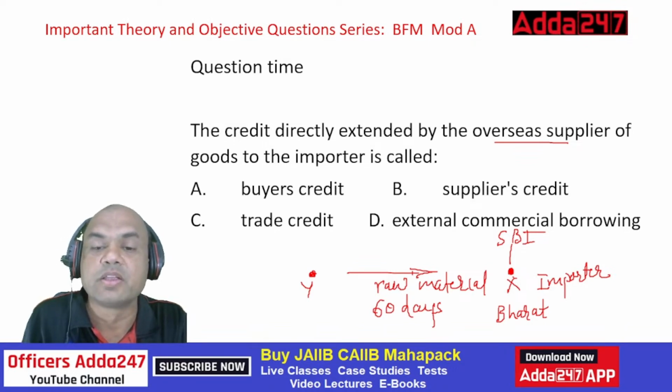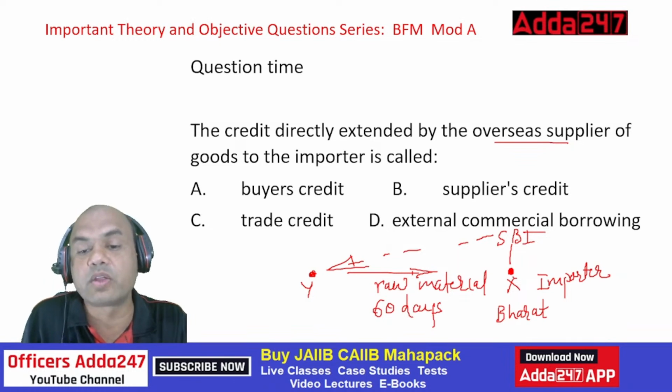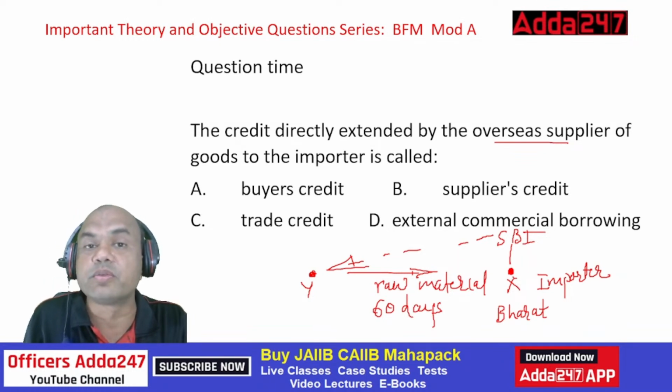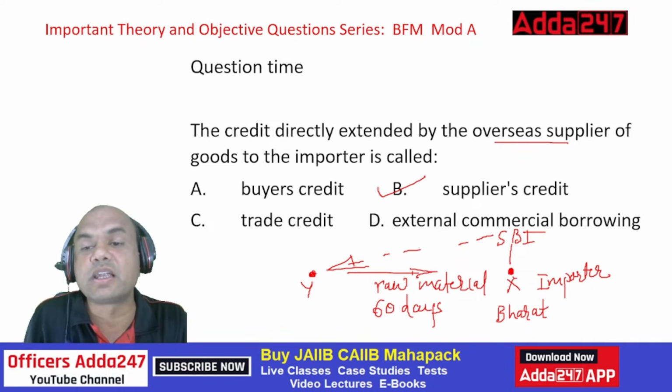assurance from your bank. So this SBI gives an assurance to Y that you send him the material and on the 60th day I will pay you. Forget this X. So this is known as the supplier's credit, extended by the overseas supplier.